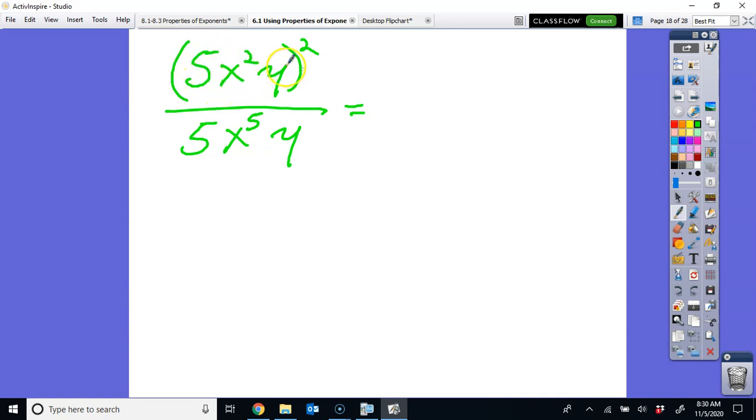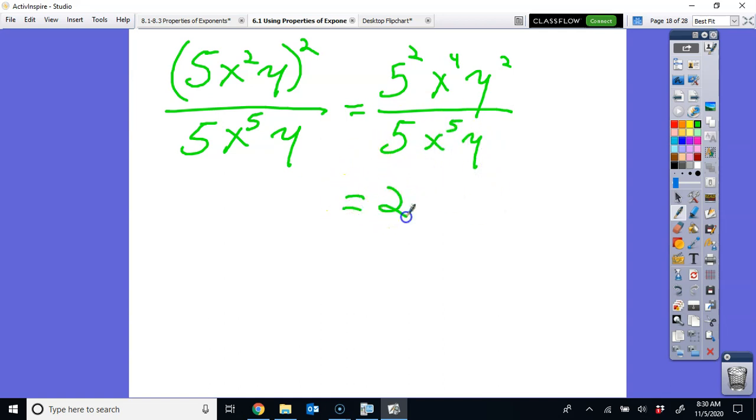So we're going to take this and we're going to square everything inside here. So we're going to square the 5. 5 squared. We're going to square the x squared. Notice that's another property. That's an exponent raised to another exponent. 2 times 2 is x to the 4th. When you raise an exponent to another exponent, you multiply them. Then I square the y. So y squared. On the bottom, I'm not doing anything yet. I haven't done anything to those yet. On the top, I do have 25. So that's 25. X to the 4th, y squared. And then I have 5x to the 5th, y to the 1st.